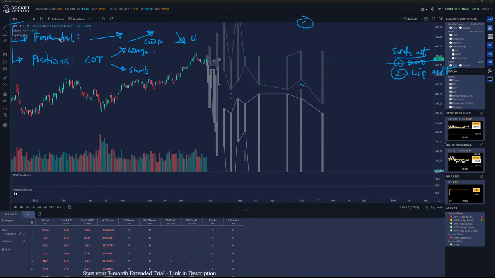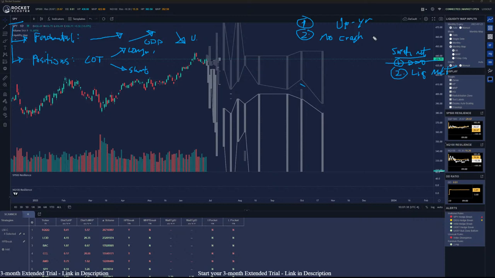So not only do we have a long-term fundamental bias of the market slightly going up, we also have a positional bias. So I'm going to say market going up in a year. Let's change that to 1, 2. No crash between now and then without an event. No crash so far. This is a good check and check. So I can plant my money and safely think there's no crash.